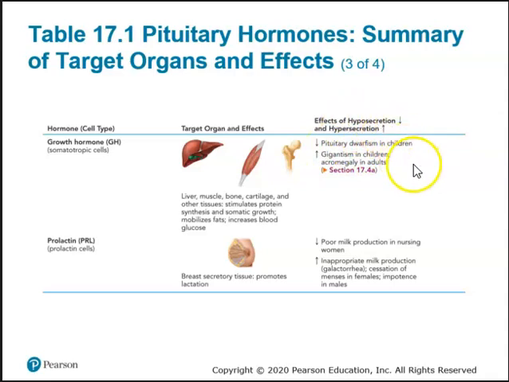Hypersecretion of growth hormone includes gigantism in children and acromegaly in adults. For prolactin, its effects are on the breast secretory tissue, promoting lactation. A decrease in prolactin, you'll have poor milk production in nursing women. An increase, you have inappropriate milk production, also known as galactorrhea. And then a stoppage or cessation of the menstrual cycle or menses in females, and it can also cause impotence in males.